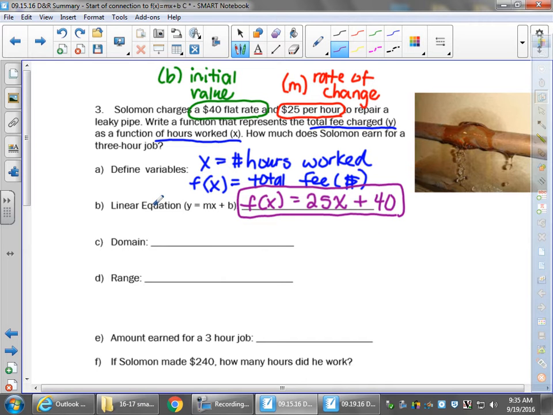I'm asked for domain. Domain represents what in this? Yes, hours, and then range? Money. Am I told any kind of restrictions in here about money or hours? No. I mean, it does ask me this follow-up question, but that's just a follow-up question. It's not telling me any facts. Like, the government says he can only work for 10 hours a day, or he makes a maximum of this much money. I don't see anything like that. So what do I have to account for? We talked a little bit about it last week. If it doesn't give me a restriction, what do we have to pay attention to?